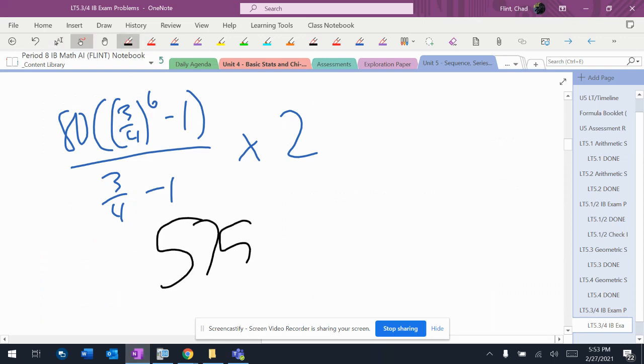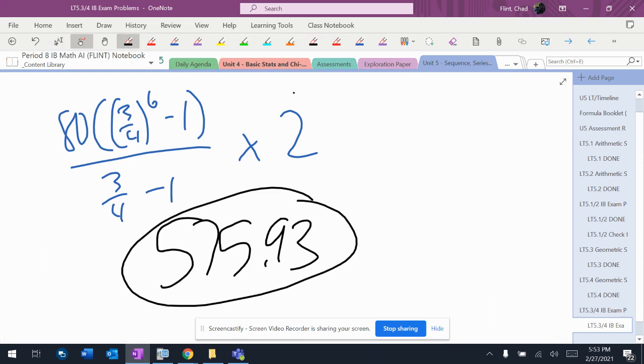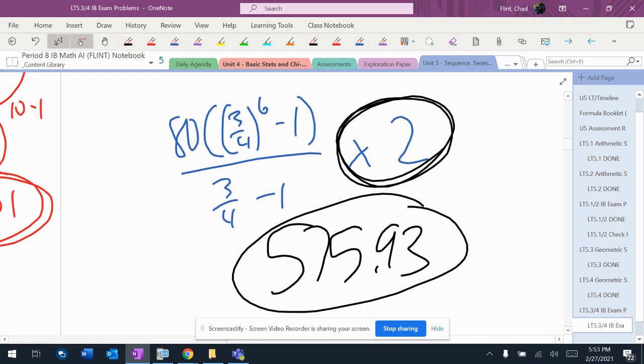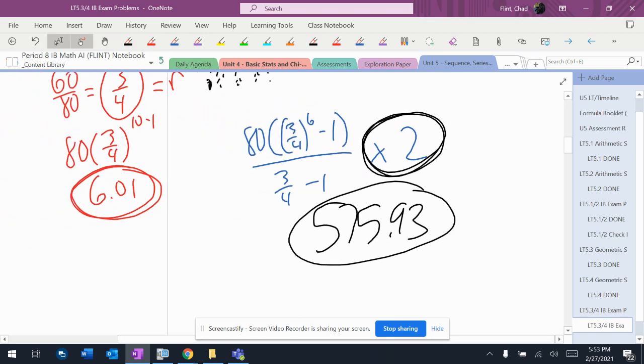So 575.93. The evil part of this was that times 2, because it has to go up and down each time. I was kind of thinking that maybe it didn't even do that until I drew the picture. But that's what happens with it.